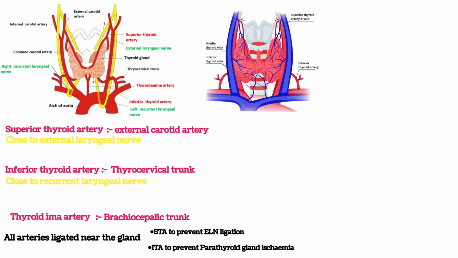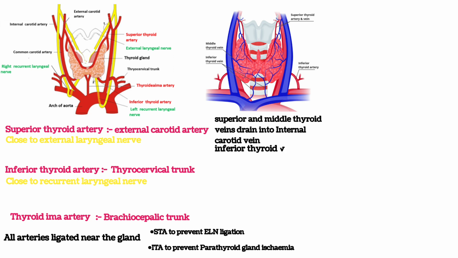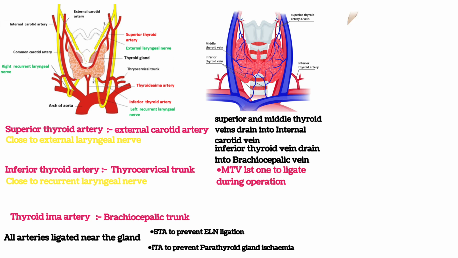Now about venous drainage, there is superior thyroid vein, inferior thyroid vein and middle thyroid vein. A very important point to remember about the veins is the middle thyroid vein, which is ligated first in any operation of the thyroid gland. The first one to ligate is the middle thyroid vein. Superior and middle thyroid veins directly drain into internal jugular vein, and inferior thyroid vein drains into brachiocephalic vein.